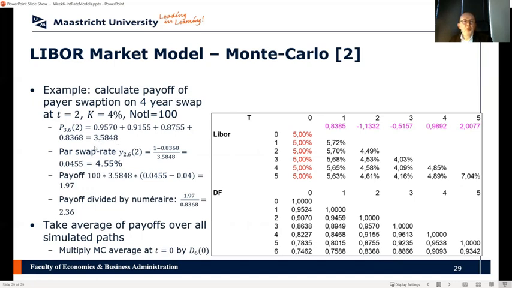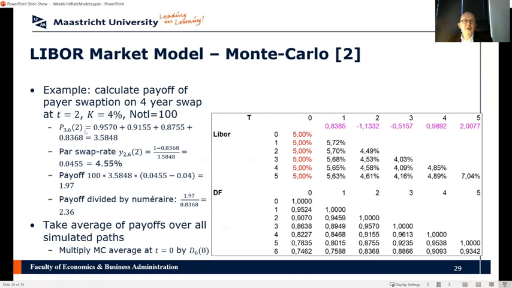I can now also compute the par swap rate. So the par swap rate at calendar time 2 for a swap contract that starts at time 2 and runs until time 6 is the discount factor D22, which is 1, minus the final discount factor 0.8368. So this is 1 minus 0.8368 divided by the sum of discount factors 3.5848. If I compute that number, I get 0.0455, so that's 4.55%.